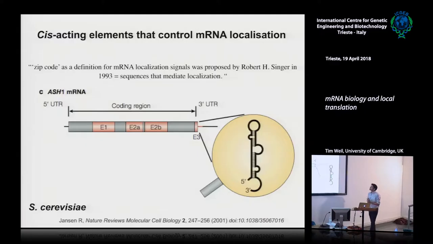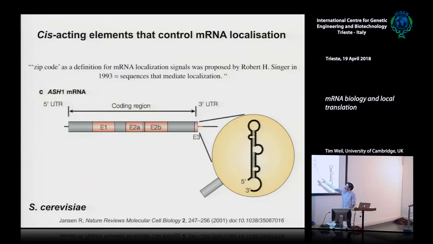And there are some key factors that are going to be important for this. One is within the RNA. Within the RNA, we would term these cis-acting elements. The cis-acting element has been identified to control the localization. And here was one of the first, or the first, to be identified. This was done in 1993 by Rob Singer. He termed it a zip code, which is similar to what we might call a postcode, right? So it's how you get the mail, back in the day where we had mail, to the right place.